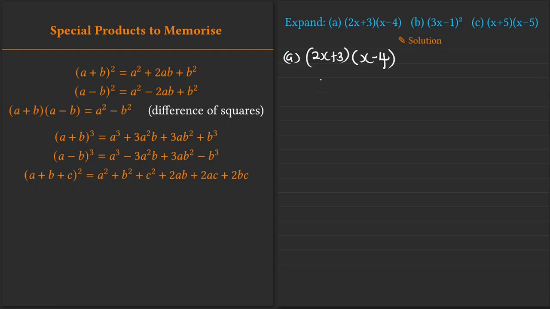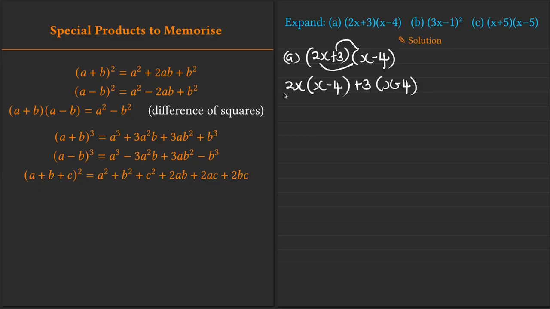So how do you go about this? You can easily use the distributive or the FOIL method. Let me first of all use the distributive. For the distributive, we are going to take 2x to multiply this whole bracket. Then secondly, the 3 also does the same. So we have our 2x multiplying x minus 4, and then we have our 3 also multiplying x minus 4.